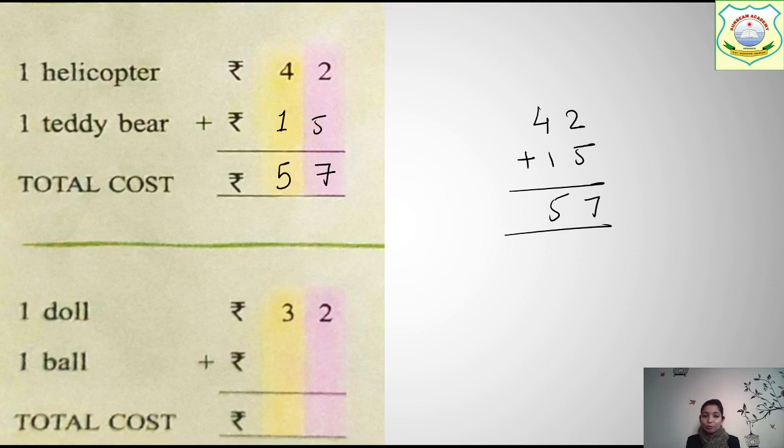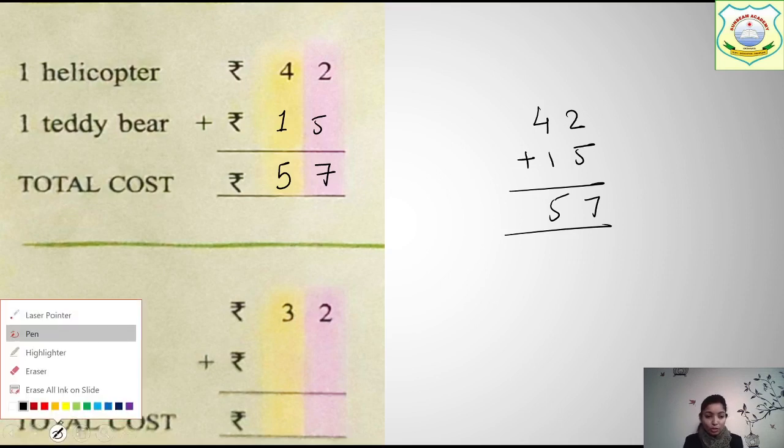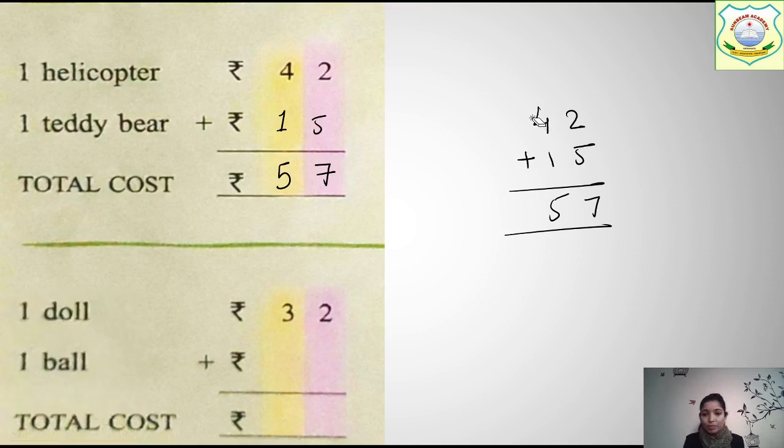57 rupees. The cost of helicopter plus teddy bear is 57. Now next we have a doll and a ball. Okay. Now let's check the price. Let me erase this first.